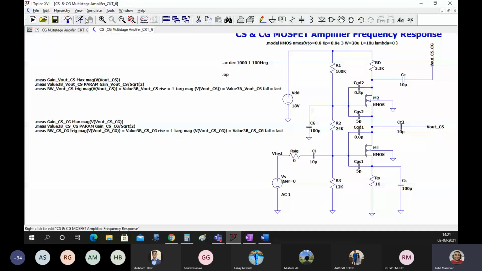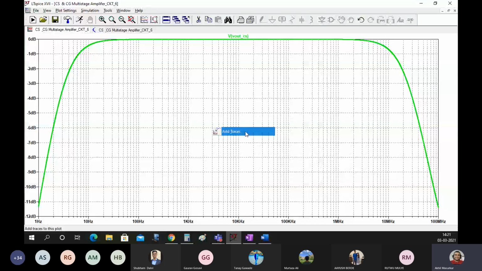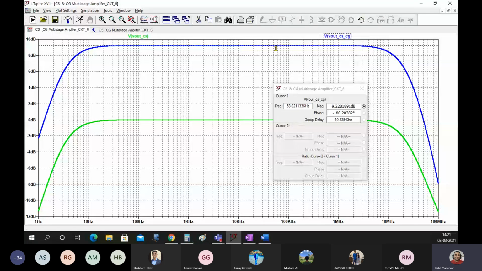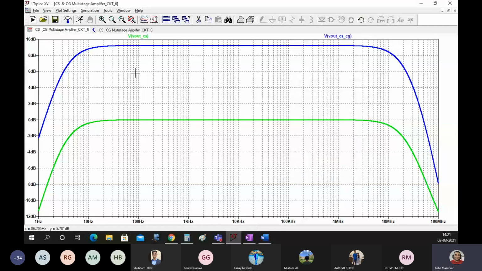Whereas now if I add the trace of the second one, you can see that for the CSCG amplifier the gain has increased. If I just move this value, you can see here the magnitude is 9.2 dB. So that is how you get this. Now you can definitely see that multi-staging has increased the gain.